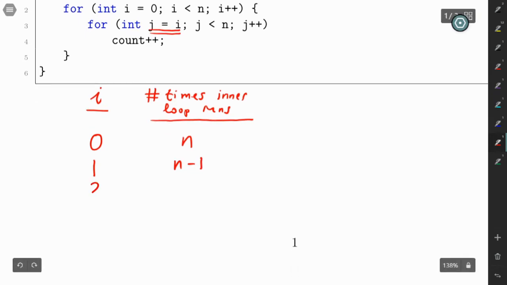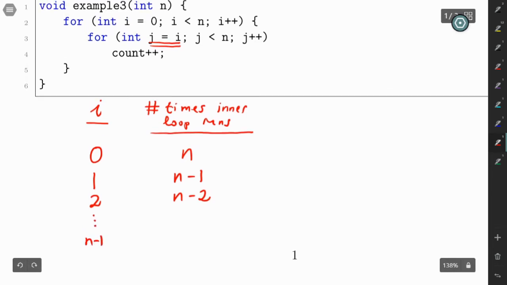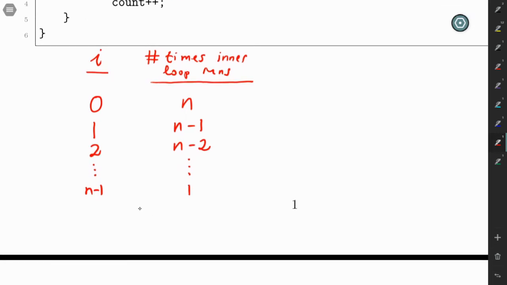Likewise, when i increases to 2, then we're going to shave off 2 iterations of the inner loop. So we go all the way up to n minus 1, which is the highest value of i you can have before this loop has to quit, because we want i to be less than n. And then when i is n minus 1, this loop is just going to run a single iteration before it has to quit. So when i is n minus 1, the number of times the inner loop runs is going to be 1.